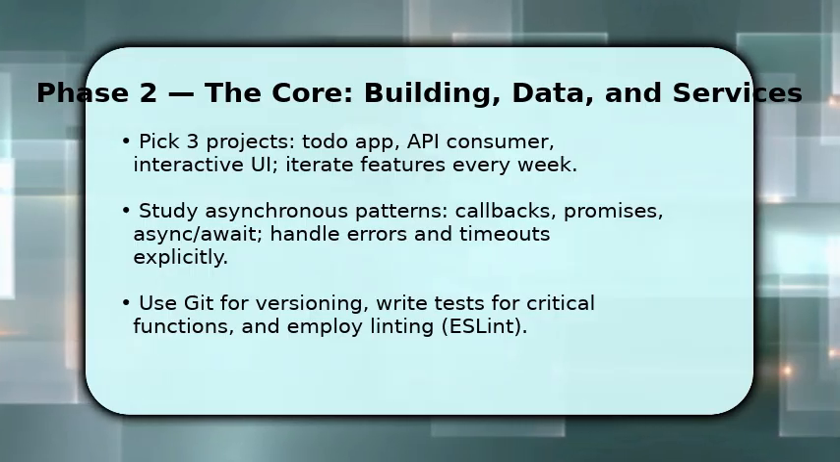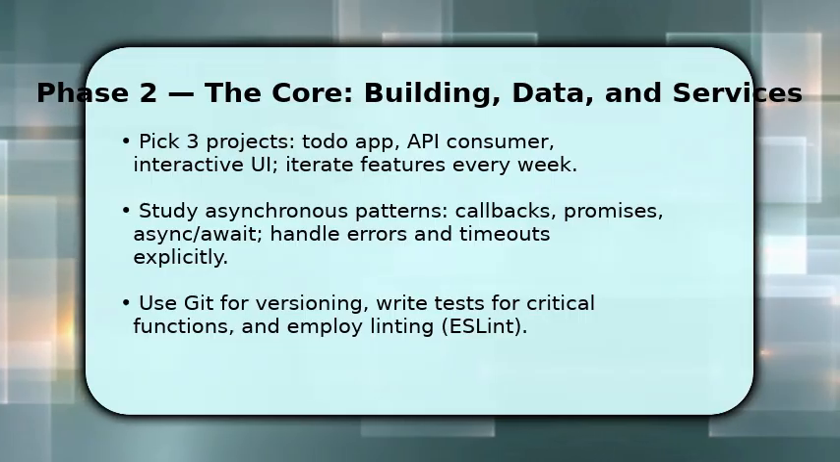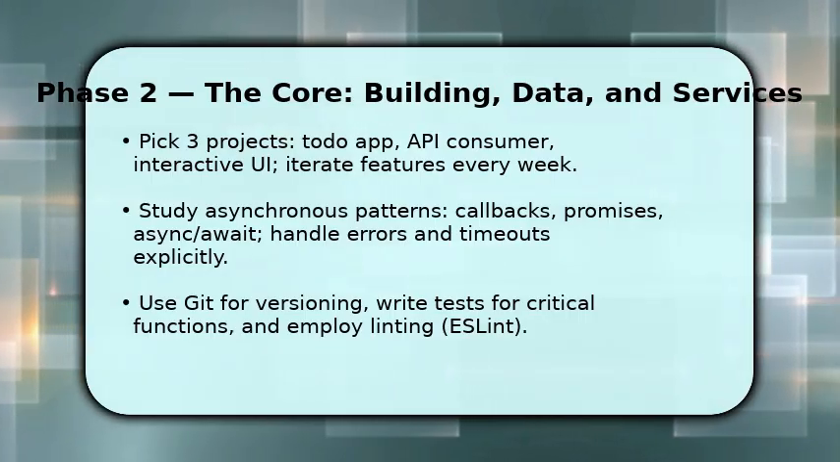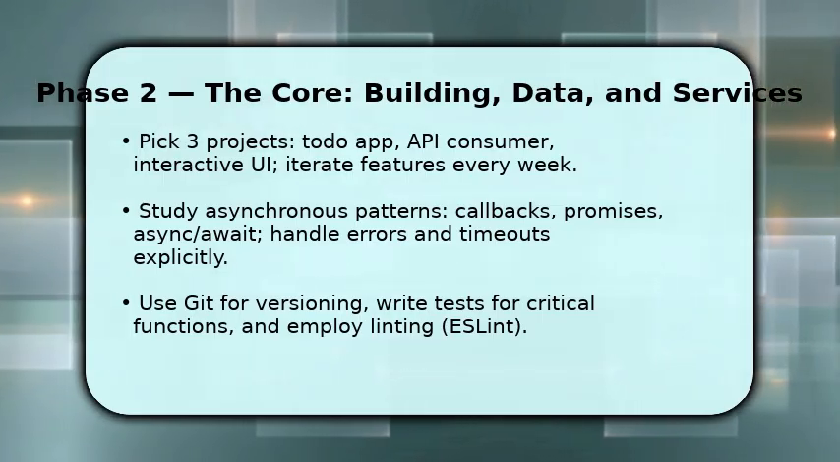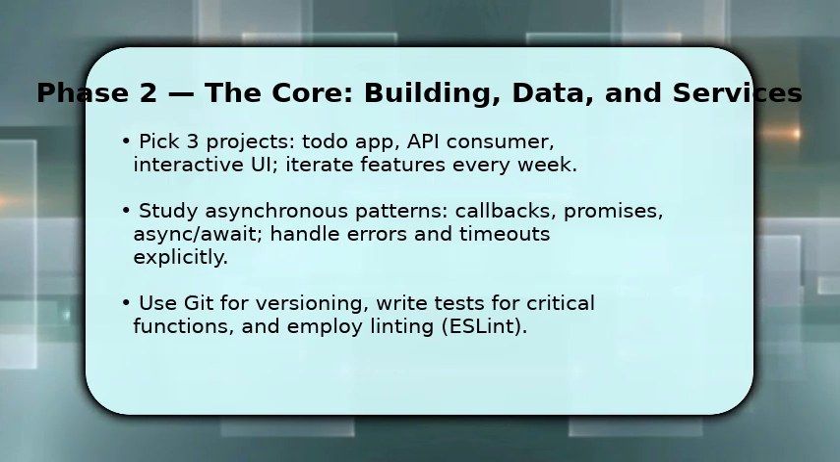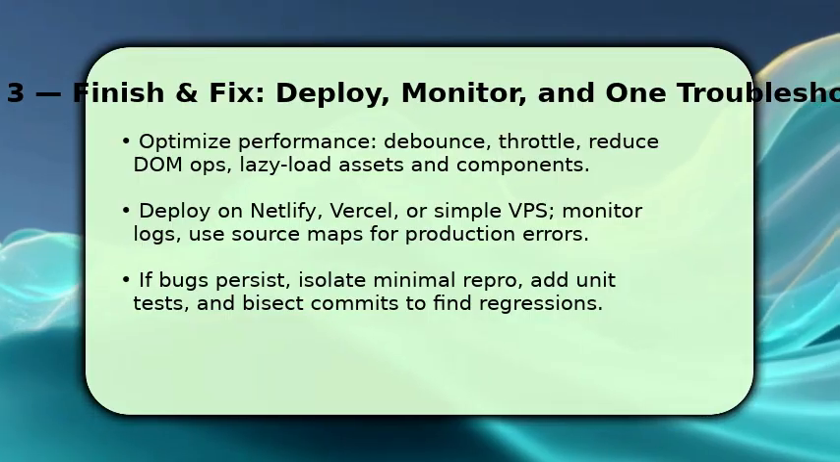Make sure to add tests and linting so you catch regressions early. Tests force you to design cleaner functions. You'll also use Git branches for experiments, refactor iteratively, and read other people's code to widen your mental models and idioms. You finish by polishing and deploying.